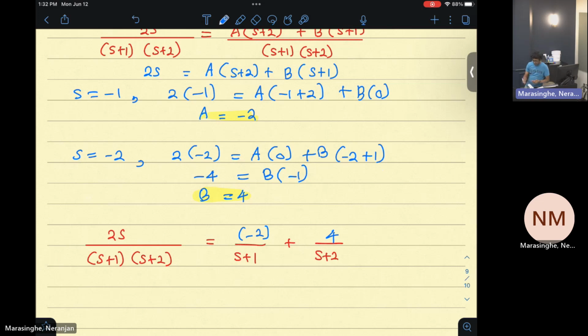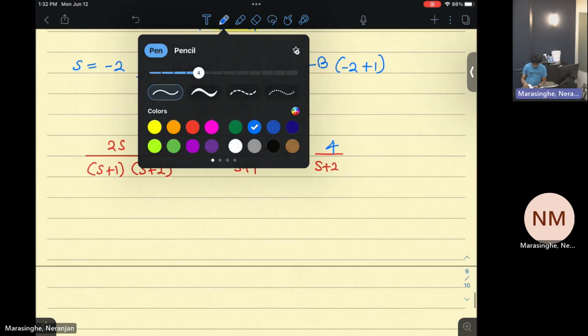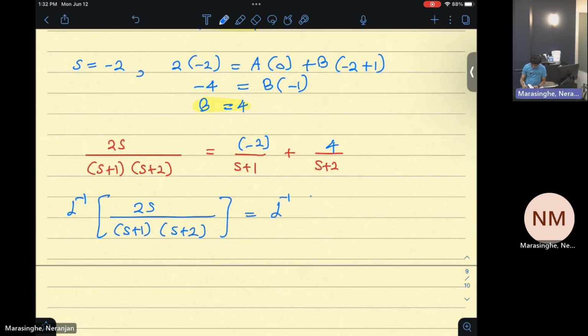Okay. Now we can evaluate the inverse Laplace transform. Right. So this is my F(s). So let's evaluate the inverse Laplace transform of this big function. The inverse Laplace transform of s divided by (s plus 1)(s plus 2) is equal to the inverse Laplace transform of, I know the decomposition of this rational function. It is equal to -2 divided by (s plus 1) plus 4 divided by (s plus 2).